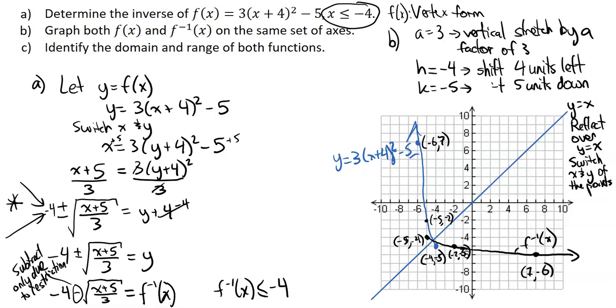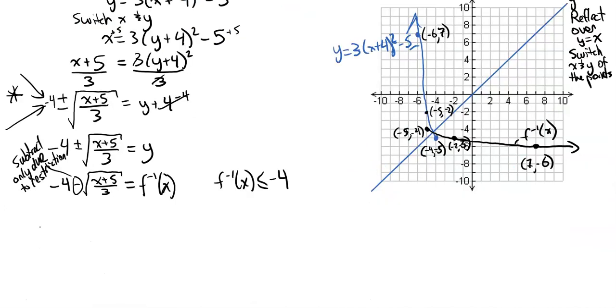I just flipped all the points about the line y equals x, and so it almost looks like 2 wings coming off the line y equals x. So if you need to, go back and take a second yourself and see that I've switched each of those points from the blue function to the black function, the inverse function. And last but not least, it's asking for the domain and range of each function. So let's give these for f of x and for f inverse of x.